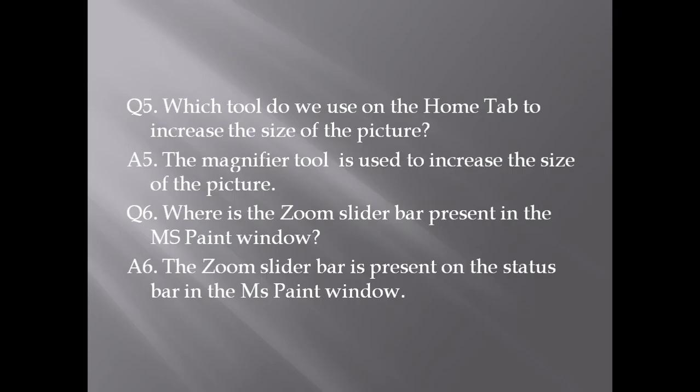Where is the zoom slider bar present in the MS Paint window? You remember the zoom slider on the status bar? You can increase or decrease the size of the file, right? So that is the zoom slider. See, the addition sign is there, the subtraction sign is there. If you click on the subtraction sign, your screen becomes small, and if you click on the addition sign, then your screen will become big, right? So this is the zoom slider.